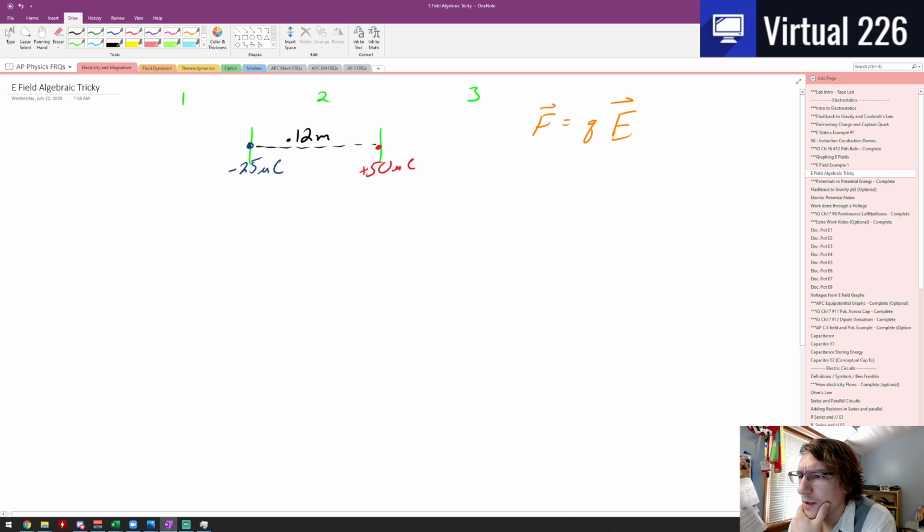If we put a positive test charge somewhere in region 2, let's just drop it here. If we do this, it is going to be pushed to the left from the 50 microcoulomb charge, and it's going to be pulled to the left by the negative charge here. Both forces are going to the left. They will never cancel each other out.